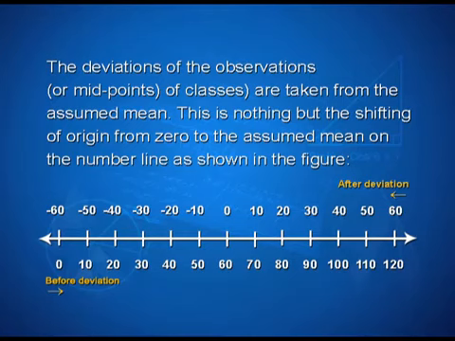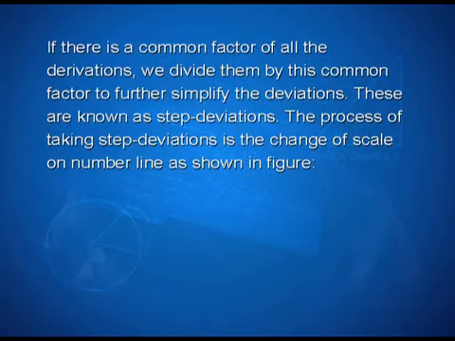This is before the deviations, and when we assume 60 as the mean, the corresponding values are 10, 20, 30, 40, 50 after deviation, and similarly here minus 10, minus 20, minus 30, minus 40, minus 50 and minus 60 after the deviation. If there is a common factor of all the deviations, we divide them by this common factor to further simplify the deviations.